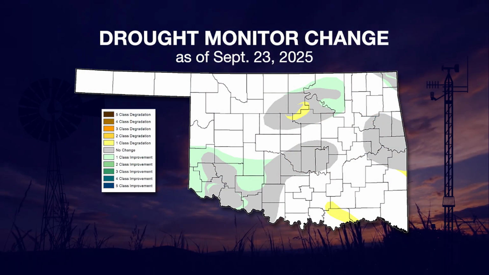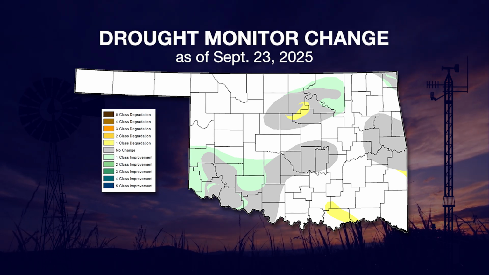Well, another chance of rain came through, and we did see some improvements on the drought monitor. We also saw a little bit of worsening in some areas. Let's take a look at that new map. First, let's take a look at the change map. So anywhere you see the green, that's where we improved the drought monitor by one step. And if you see yellow, we worsened it by one step.